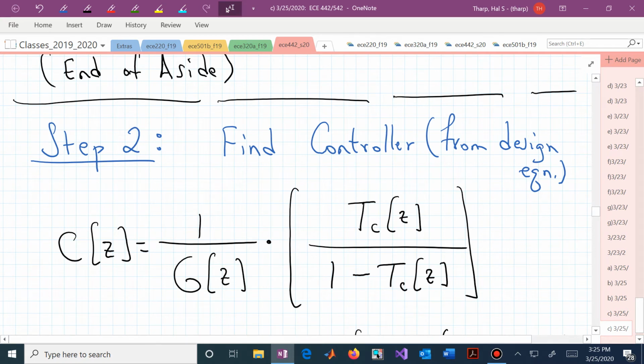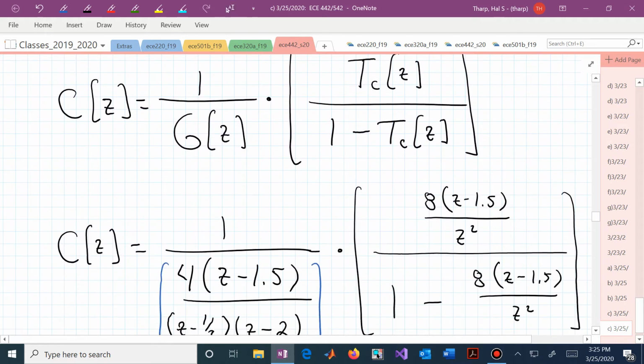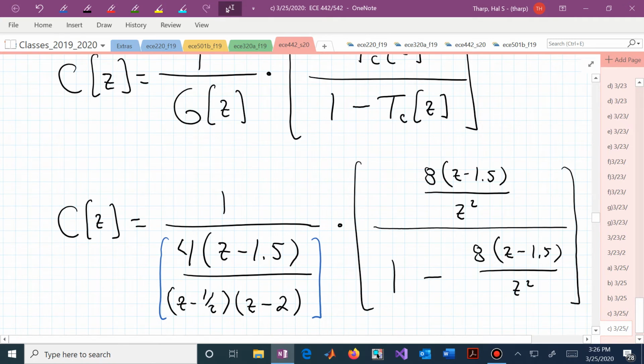So here's step 2 of our 2-step controller design process associated with the Ragazzini approach. We have 1 over g of z. We know g of z. We now know capital T sub c of z. So we can plug all of that in. We have the inverse of the plant, and we have this ratio of our desired closed loop transfer function. What we can see is that this factor cancels, so that possibility of having our controller trying to cancel that unstable 0 has now been removed. That's the purpose of restriction 2.